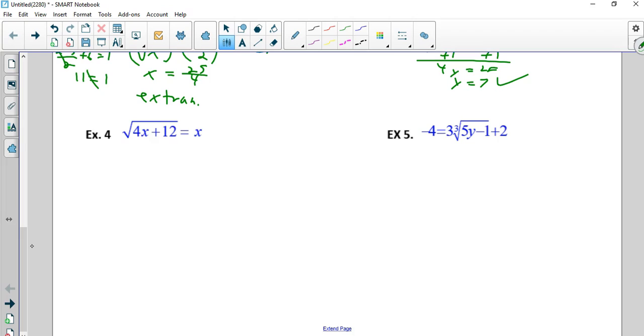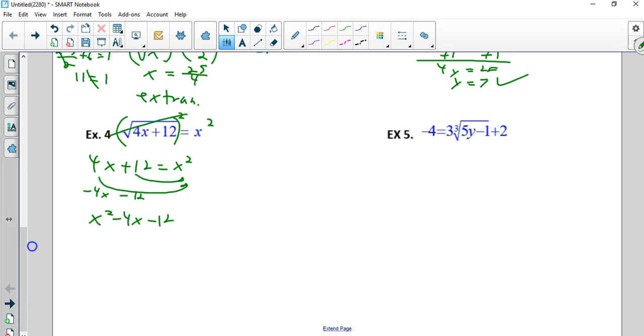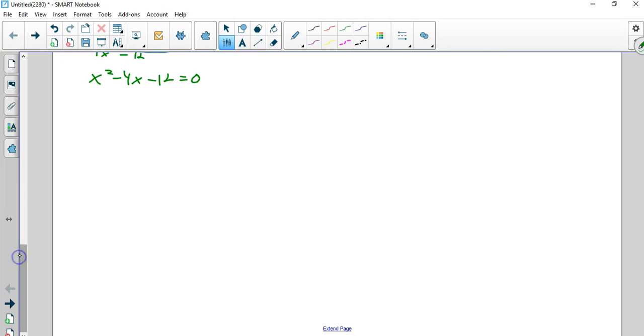Example 4. The radical is already by itself. So what we need to do now is square both sides. What it leaves me with is 4x plus 12 equals x squared. Well, now we have to do some factoring. So we have to move these over to this side by subtraction, which is going to give me x squared minus 4x minus 12 equals 0. Now we're going to go back to some factoring from algebra 1.